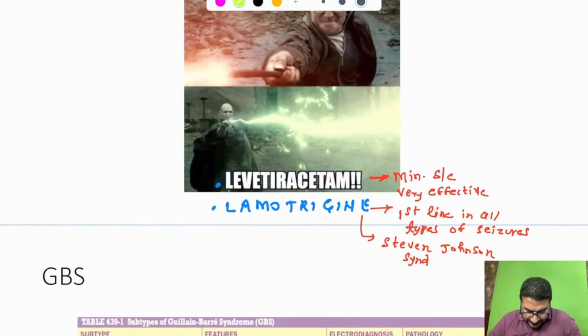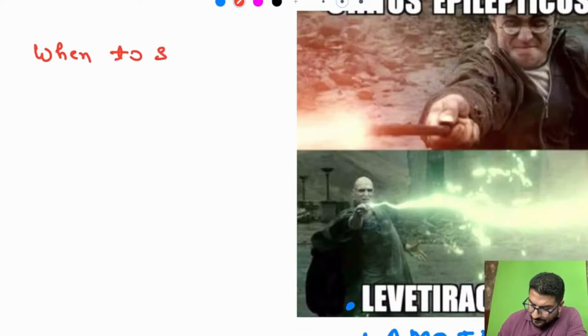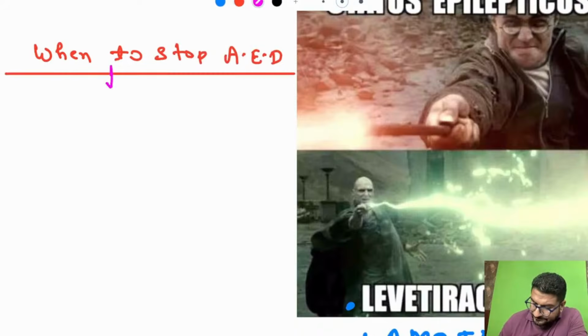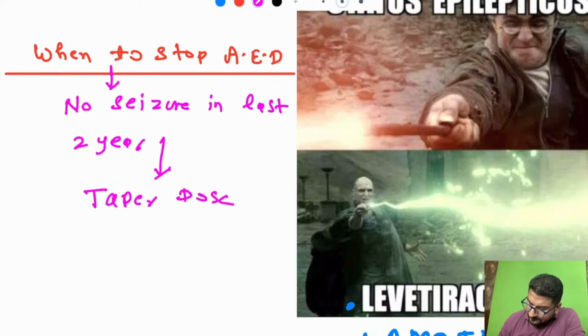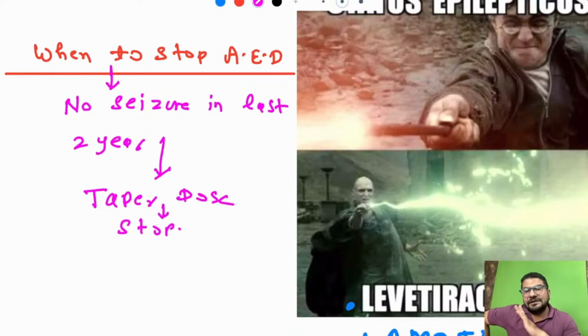Now understand what else they ask you in exam. From the seizure topic they ask you questions based on drugs. So one question they ask is when to stop an anti-epileptic drug. तो आप anti-epileptic drug को कब बंद करोगे? Suppose there is no seizure in the last 2 years, then what we do, taper the dose and stop. पहले आप डोज को कम करोगे तब बंद करोगे. Do not stop this anti-epileptic drug all of a sudden. पहले डोज को टैपर करो फिर बंद करो.